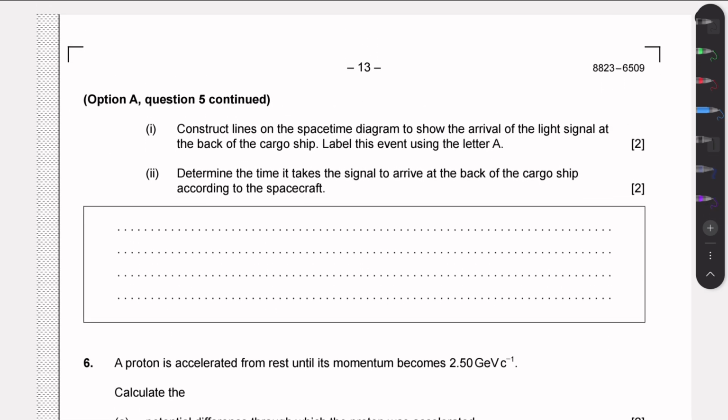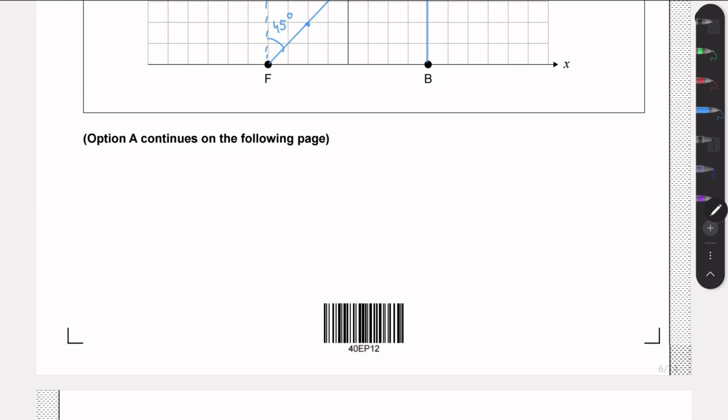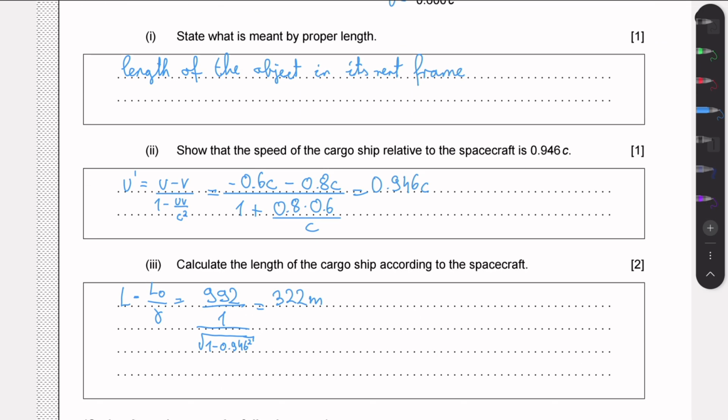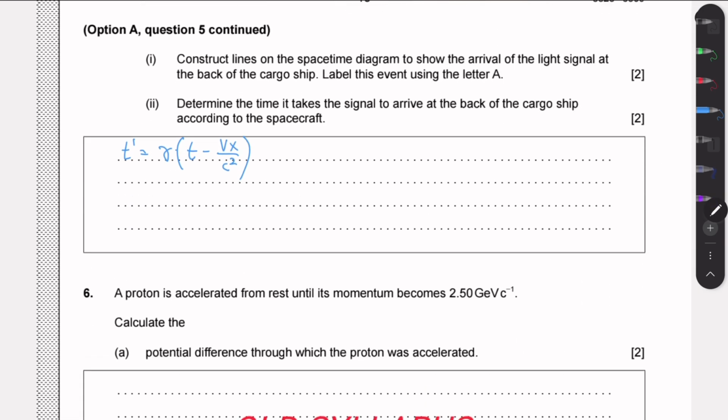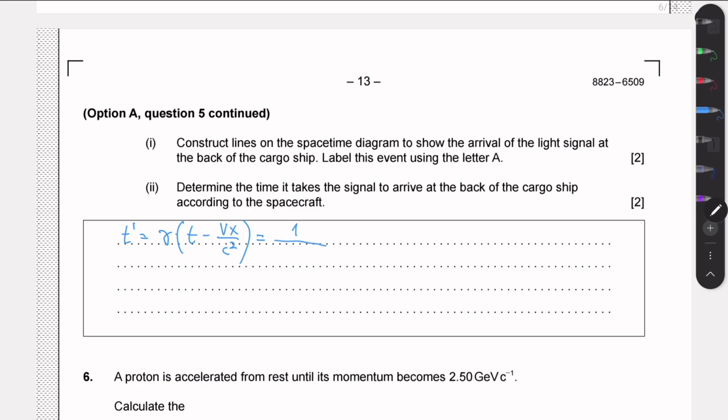And then part 2, we need to determine the time it takes the signal to arrive at the back of the cargo ship according to the spacecraft. So for this, we have to use the Lorentz transformation for t prime. This will be t minus vx over c squared. So we know that the gamma factor is just going to be basically what we have calculated up here. So that will just be 1 over the square root of 1 minus 0.946 squared. This will be multiplied by basically the time. So the time it takes for the signal to reach in the rest frame.